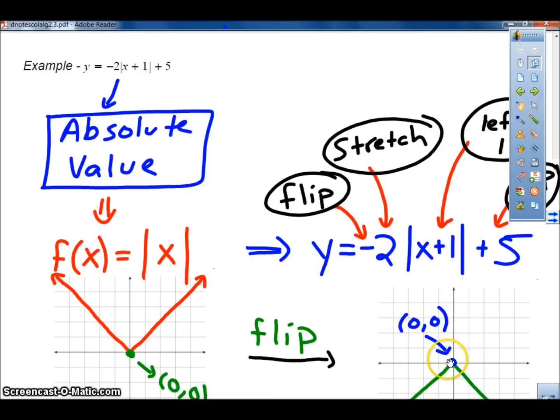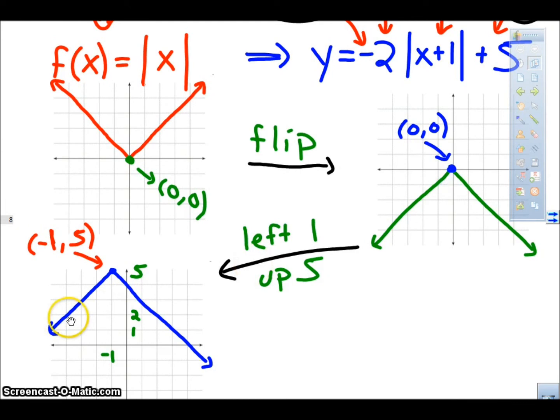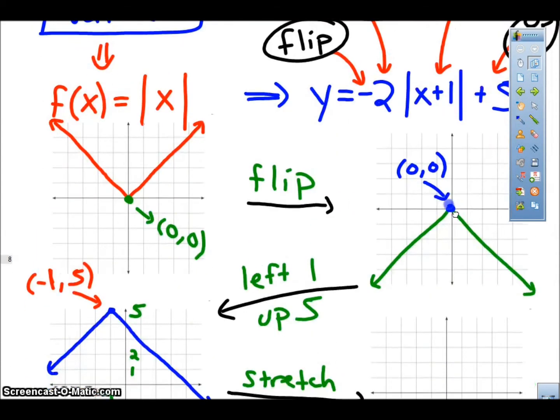And when you do that, the graph comes out looking like this, right? Something like this. So that point that was at 0, 0 gets moved to the left 1 and up 5. And so now that point's up here. The rest of the V shape tags along with that point. And so we have this upside down V shape, which now emanates from -1, 5 rather than 0, 0. The last thing we have to account for is the stretching or shrinking.